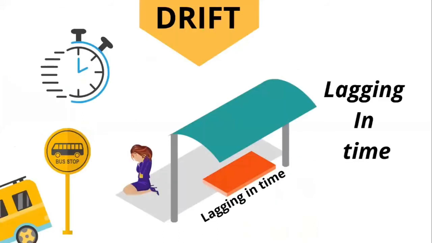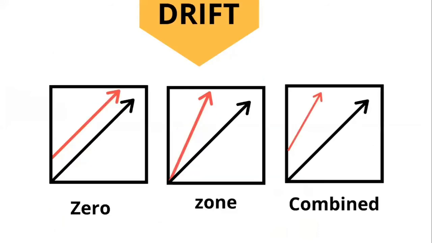And then we move to the next slide, which is drift. Drift, very simply said, is lagging in time. You're supposed to be in class by 10:15, right? As per today's class, you should be here by 10:15, but if you come by 10:20, then I can call it a drift, a lag in time, a lagging by 5 minutes, right? That is the best example of drift. So drift is simply lagging in time.